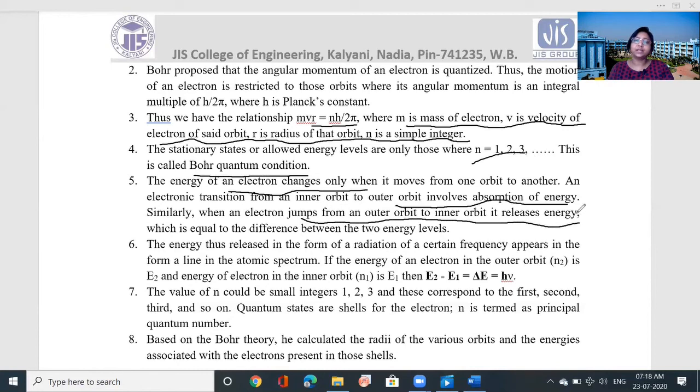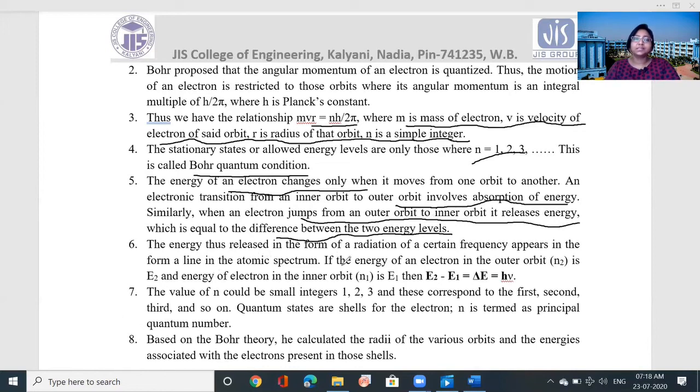That means the inner orbit is the lower energy level and the outer orbit is the higher energy level. So if the electron gains energy, it will go to the higher energy level, and if it comes to the lower energy level, the inner orbit, it will lose or release energy. So either it will absorb energy to go to the higher energy level, the outer orbit, or if it comes to the inner orbit, it will release energy.